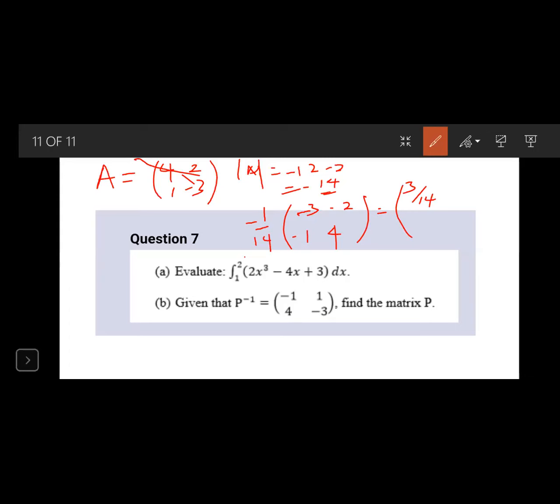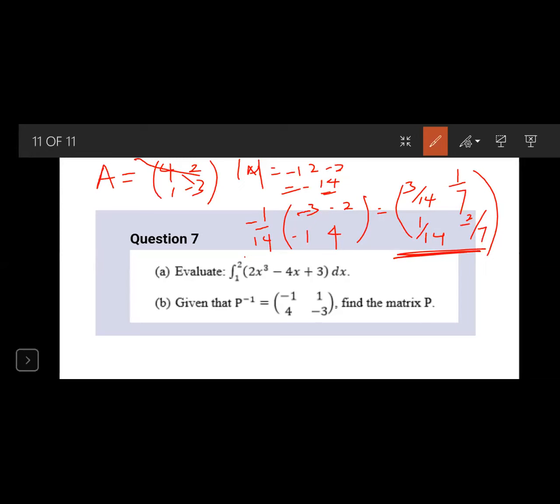Then minus 2 over minus 14 will give us what? 1 over 7. Then minus 1, this one will give us 1 over 14. Then this one will give us what? Minus 2 over 7. So in simple terms, that's how you can get the inverse of a matrix.